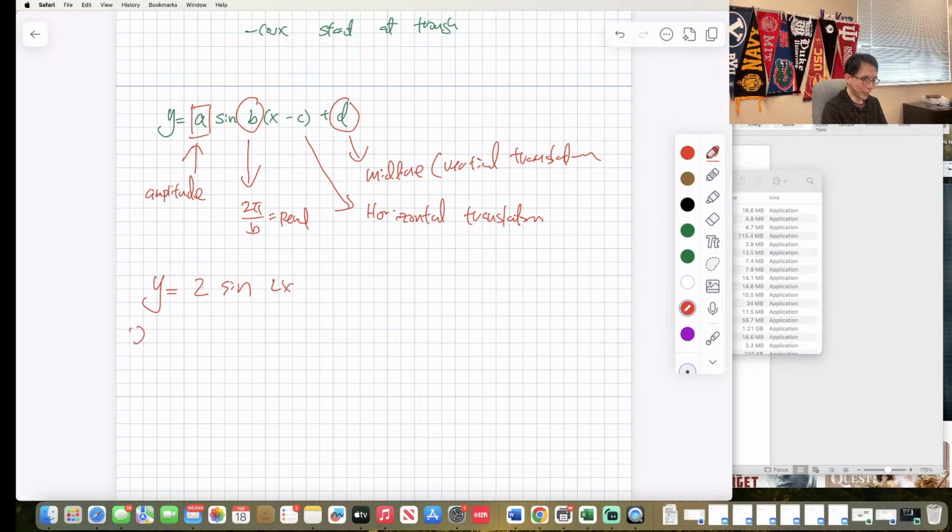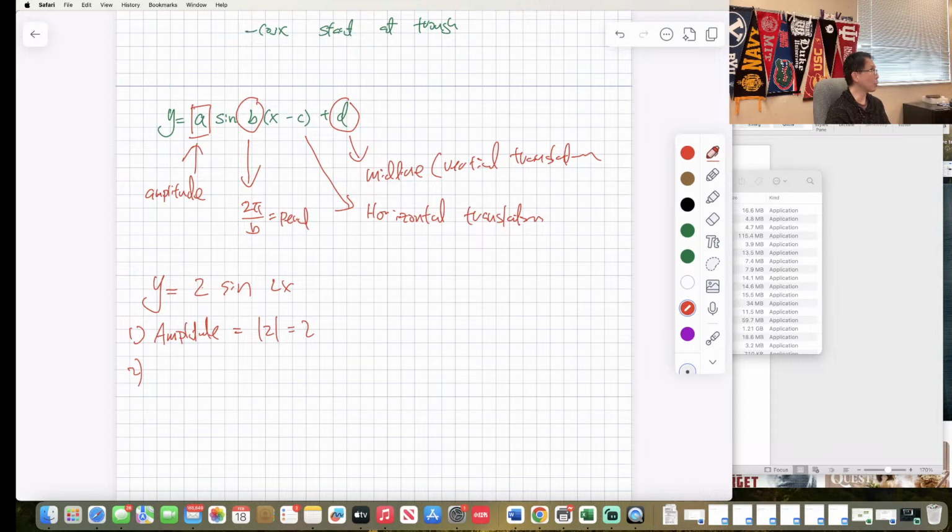First of all, you've got to be able to tell what the amplitude is here. What is the amplitude? 2. So you're going to write down amplitude is equal to the absolute value of 2, which is 2. Why absolute value? You could have -2, and absolute value is still going to give you 2. The amplitude is only positive. It's the distance from the midline to the peak or from the midline to the trough.